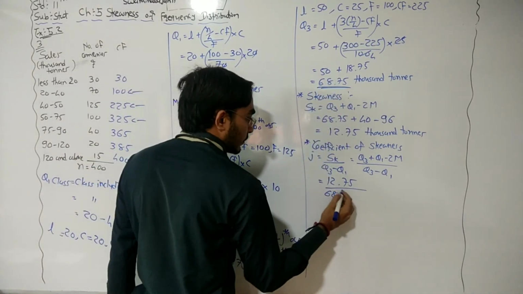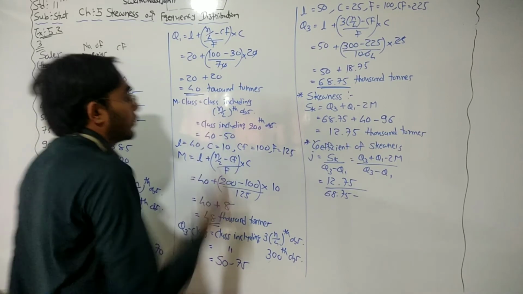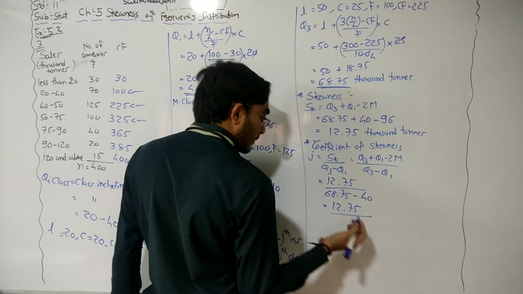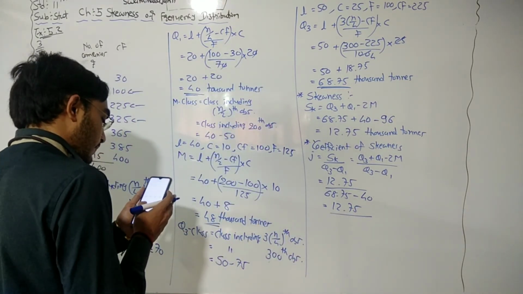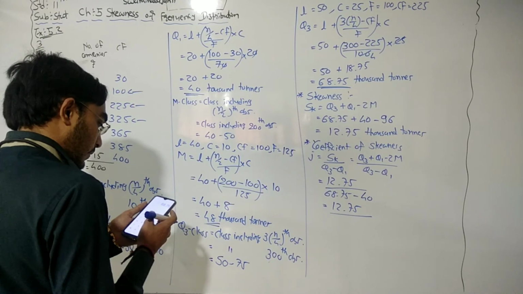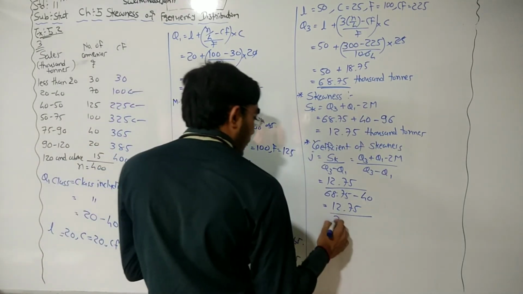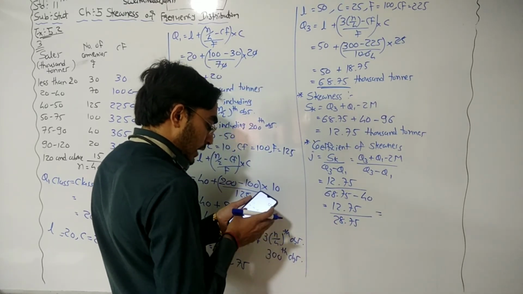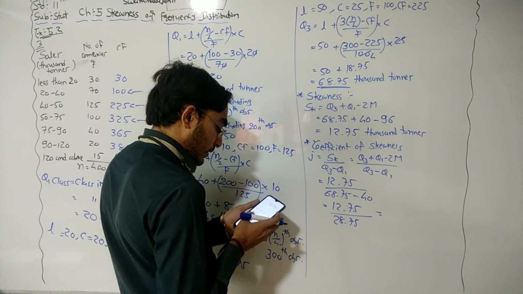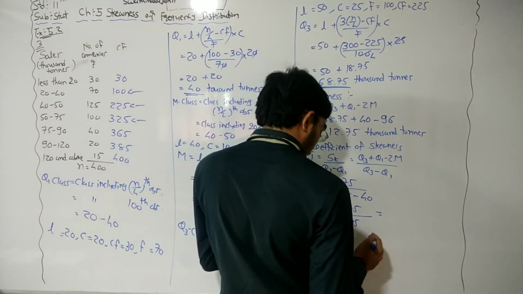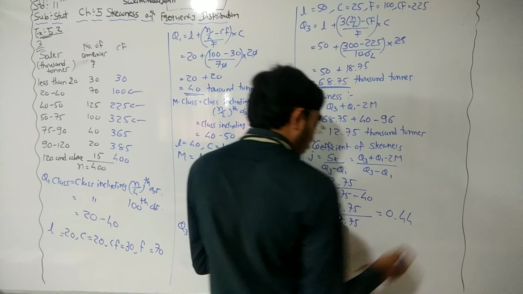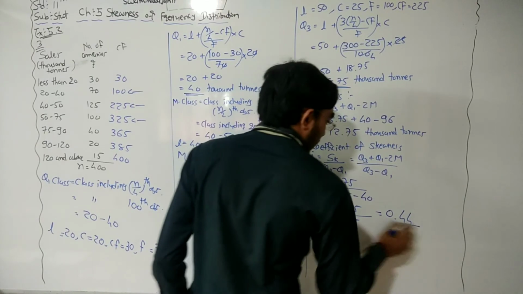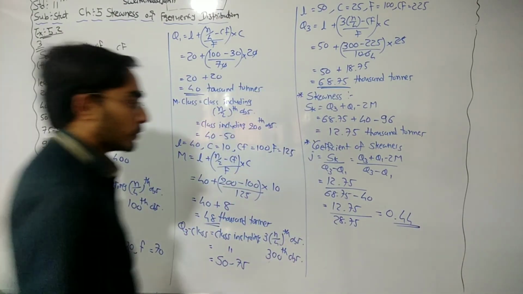Q3 is 68.75 minus Q1, it is 40. So 12.75 divided by, now here 68.75 minus 40, 28.75, and divide 12.75 with 28.75, so we'll get the answer 0.44. Okay, you can use the calculator, so answer is 0.44. Okay, so coefficient of skewness is 0.44.